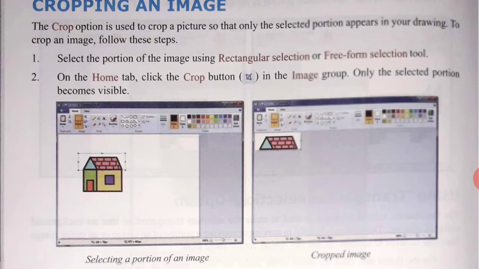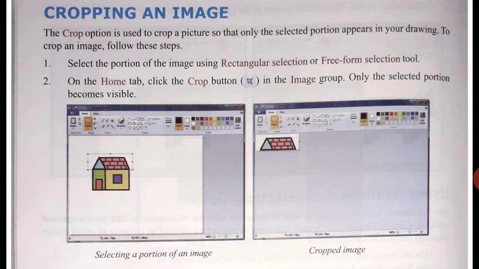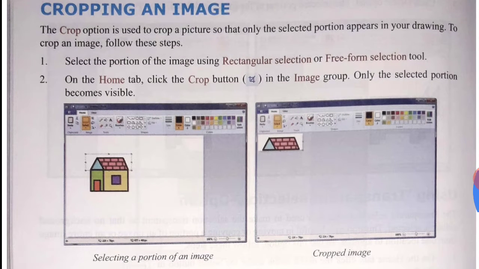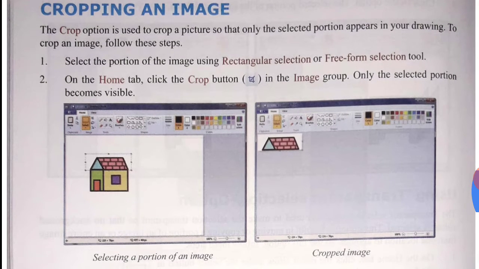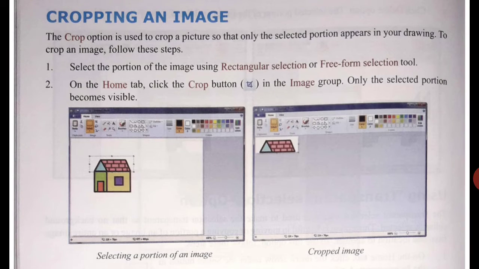Some steps you have to follow while cropping the image. Number 1, select the portion of the image using the rectangular selection or free form selection tool. On the home tab, click the crop button. You have to click on the crop button in the image group. Only the selected portion becomes visible.